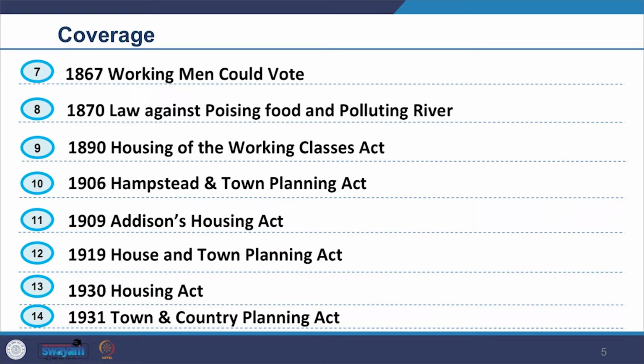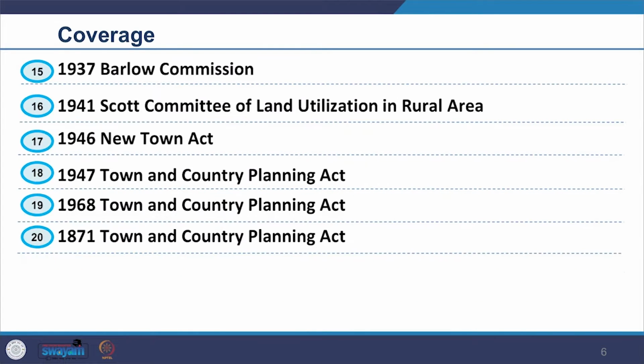Then we will also look at the 1931 Town and Country Planning Act. We will look at the Barlow Committee, and the Scott Committee on Land Utilisation in Rural Areas. We will look at the New Towns Act, then a series of Town and Country Planning Acts from 1947 to 1971. So, these will be our coverage for today.